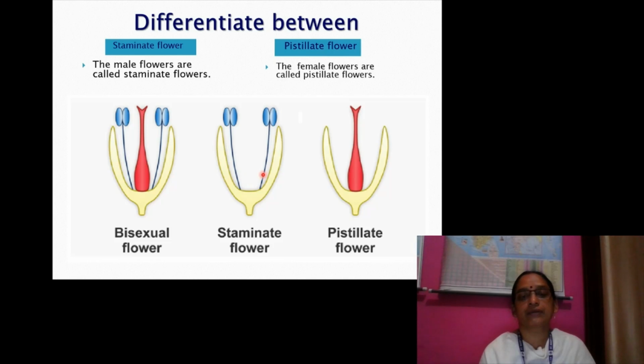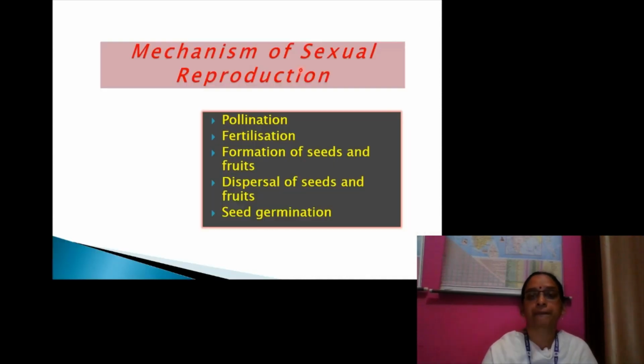Come and see this staminate flower. In this staminate flower, stamen is present. Such flowers are called male flowers. And come and see this pistillate flower. Pistil is present here. This type of flowers are called female flowers. The male flowers are called staminate flowers and female flowers are called pistillate flowers.